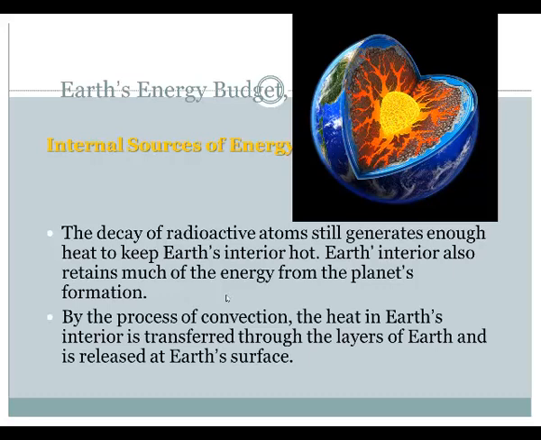By the process of convection, the heat in Earth's interior is transferred through the layers of Earth and it's released off into our surface. So constantly there is energy being released at our surface, on our planet. Some of that happens just through convection, where it's just released through the surface. Some of that happens at areas where there's plates coming in contact with one another. Some of the heat energy has to be released in some areas, maybe in volcanoes. So all of those would be examples.